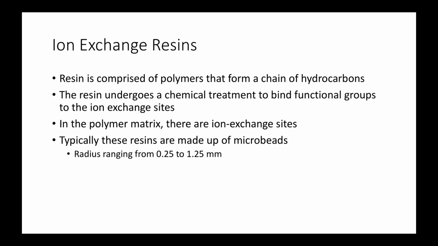So the polymer matrix has these ion exchange sites, and the resin is comprised of microbeads that typically range in radius from 0.25 to 1.25 millimeters. These are known for having a really large surface area on the inside and the outside, because that's where the actual ion exchange takes place. I'll go into a little bit more depth later, but the typical counter ion present in these microbeads for anion exchange is a chloride ion, and for cation exchange, it's a sodium ion. So that means when an ion of an opposite charge comes in for anion exchange, the chloride ion leaves from that microbead to be replaced.